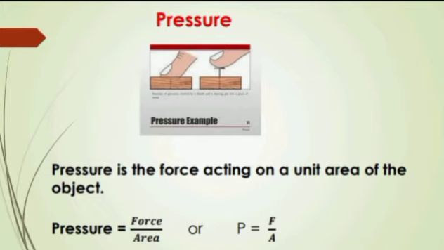So what is pressure? Pressure is the force acting on a unit area of the object. That is, pressure equals force by area. Now if we represent pressure by capital P, force by capital F and area by capital A, then pressure P equals F by A. So for a constant force, if the area on which the force is applied is large, the pressure will be less. And if the area of contact is less, then pressure will be high.